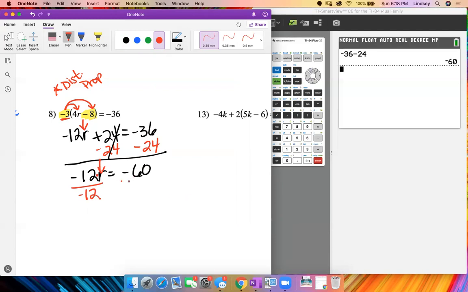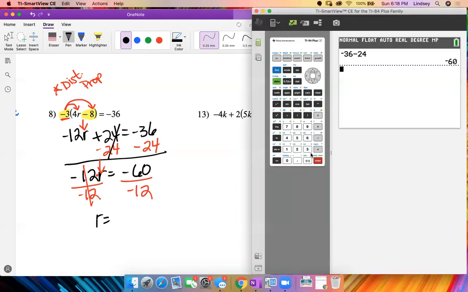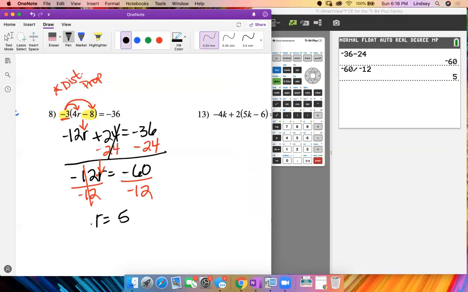I do that to one side, I have to do it to the other side. Okay, so my 12s are going to cancel out, and I'm left with r equals, I have negative 60 divided by negative 12. Negative divided by negative is going to make it a positive 5.